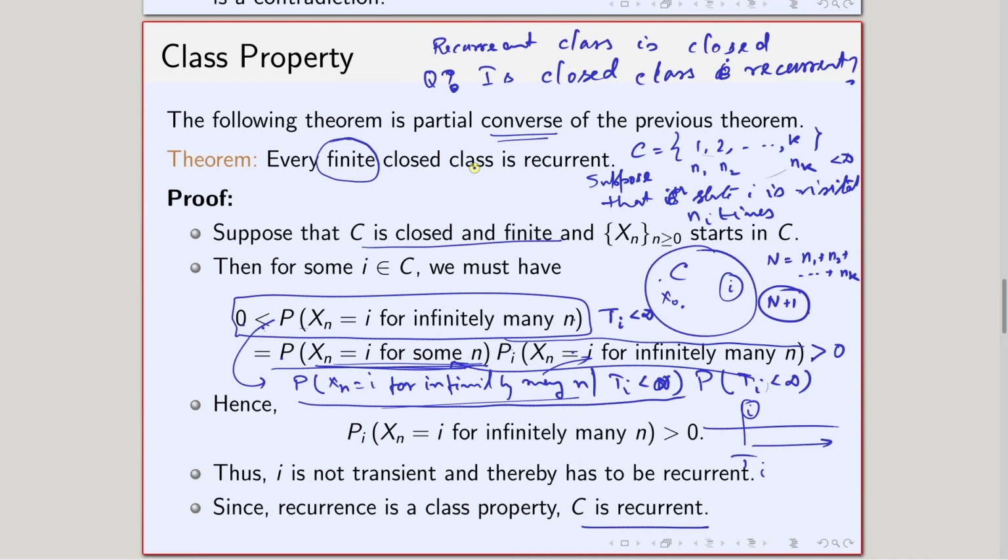So in this particular lecture, till now, we have shown three very important theorems. The first one says that in a communicating class either all states are recurrent or all states are transient. The second one says that every recurrent class is closed. The third one gives us a partial converse of the previous theorem, which tells us that every closed finite class is recurrent.